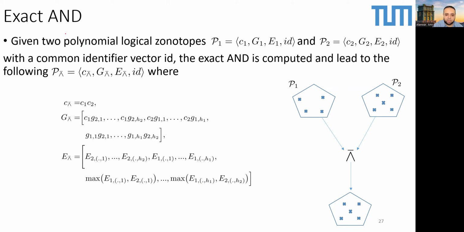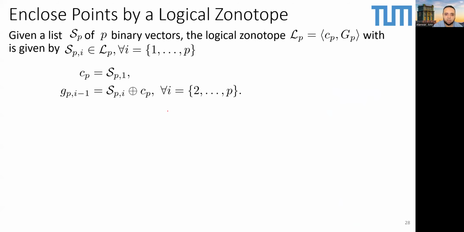And we have also exact ANDing. It is still complex, but it is exact in this case. We AND each generator with each generator and have the exponent matrix in a specific manner as shown here. And as I mentioned, the polynomial logical zonotope is able to do the exact ANDing and the Minkowski ANDing, depending on your needs.